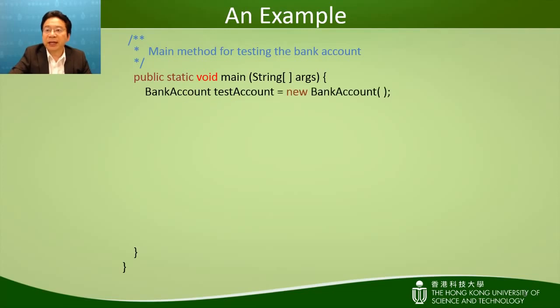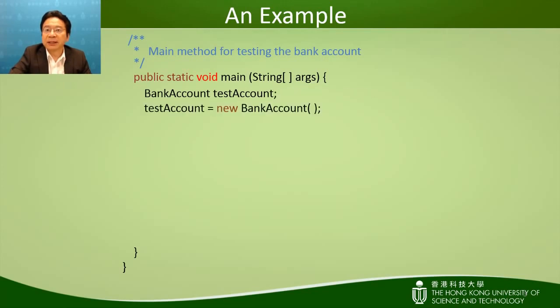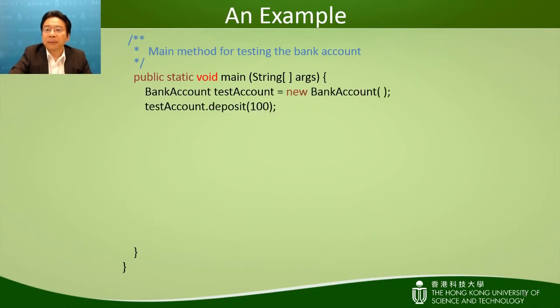Actually, you can do both declaration and initialization in one statement. The effect of this is the same as before. After an account is created, one can make a deposit to the account by calling the method deposit. Since there could be multiple accounts, in order to specify that the deposit is to be made to this particular account, test account, the dot operator or the period is used to specify that the deposit method to be used is for the test account object.